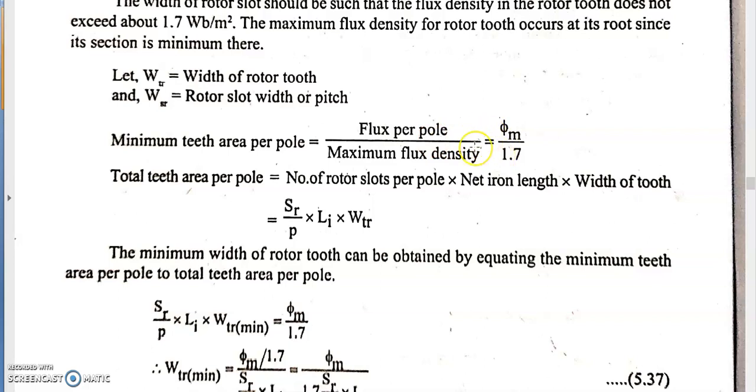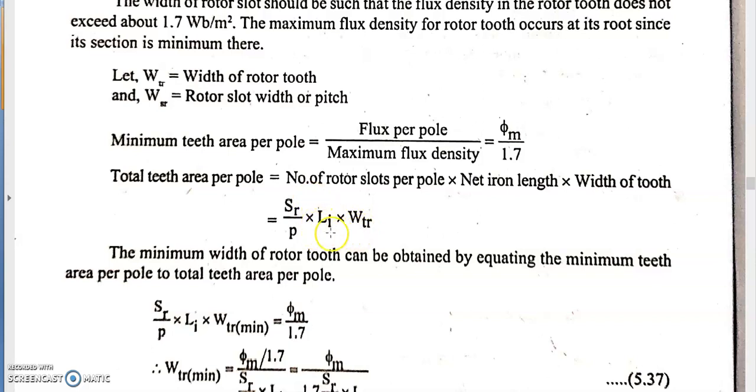This is also a similar procedure with respect to the stator. So this is the minimum teeth area per pole. That is also equal to, by dimension also you can calculate the teeth area per pole. That is the number of rotor slots per pole, SR by P, multiplied with the individual dimension of the rotor tooth: one side is the width of the rotor tooth and the other side is the length of the rotor tooth. Length of the rotor tooth is also equal to the length of the rotor main dimension, that is Li. So Li is the net iron length of the machine. Okay, so this Li is known to us.